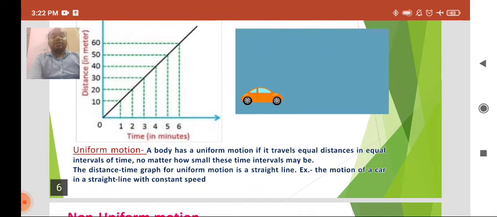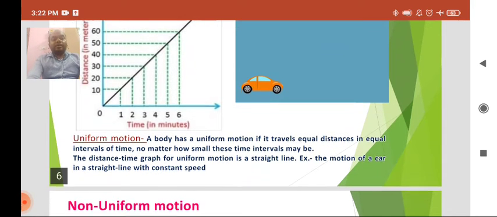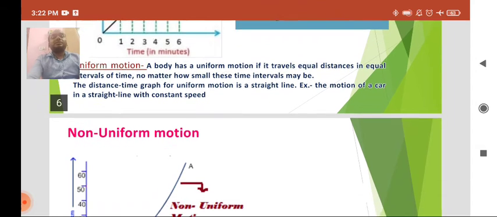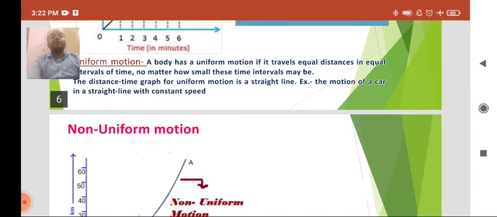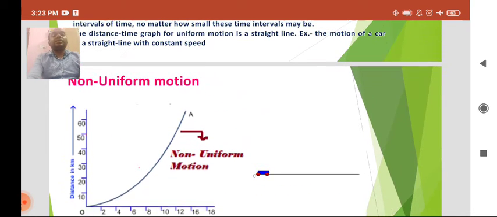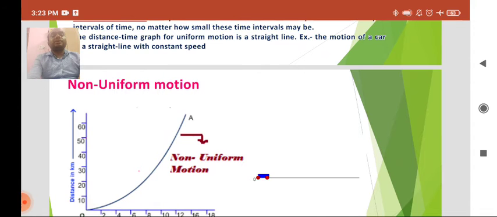This is the best example of uniform motion. And we talk about next non-uniform motion. Non-uniform motion means such type of motion is non-uniform. It means in curved form.